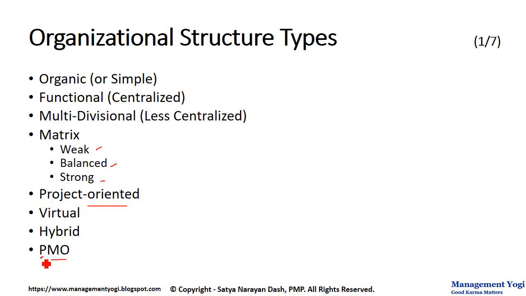Now, the P in PMO can be for project or program or portfolio. It might be called a program management office or a portfolio management office, but here, because you are in the PMP exam, we will be talking about project management office. So among these, matrix is of high importance, and PMO is also of high importance.